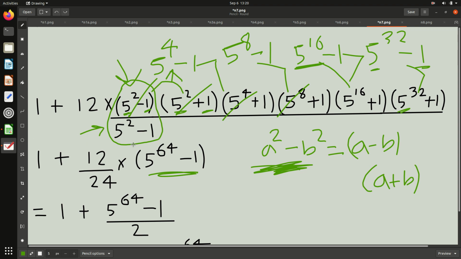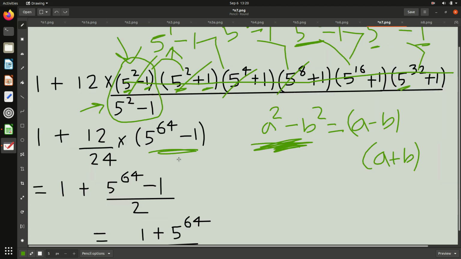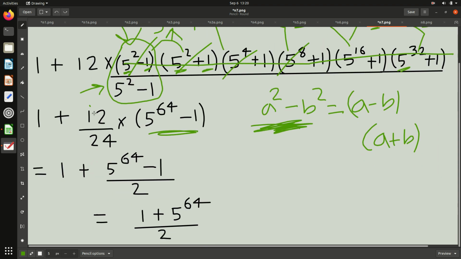So the moment we included this, the equation has been simplified into this: 1 plus 12 by, this 5 square minus 1 is 24, so 1 plus 12 by 24 into 5 to the power 64 minus 1. All of this has been simplified into 5 to the power 64 minus 1. Once we got this, just cancel it out. So it will be 1 plus 5 to the power 64 minus 1 by 2. And if you solve this, you will get this. So see how simple it was to solve this equation.